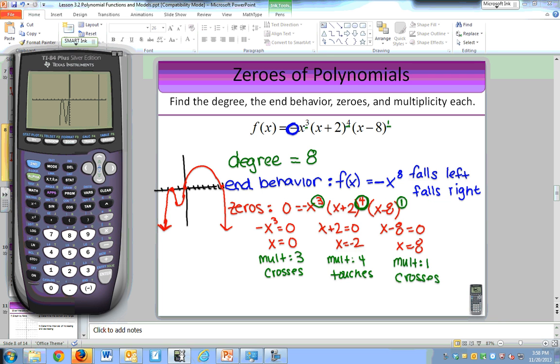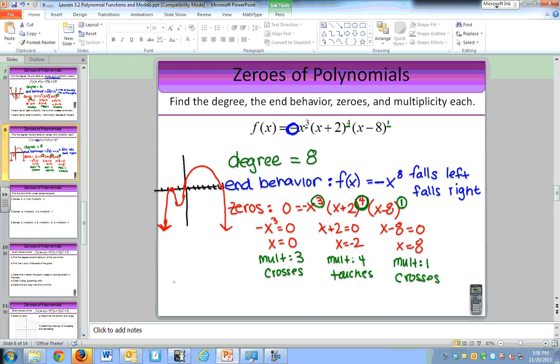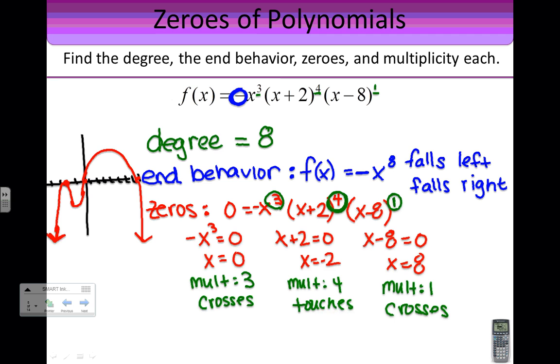So it goes up pretty high up there, but then it comes right back down. So it touches at -2, crosses through 0, goes way up high, comes back down and crosses through -8. All right, let's go the other way around.